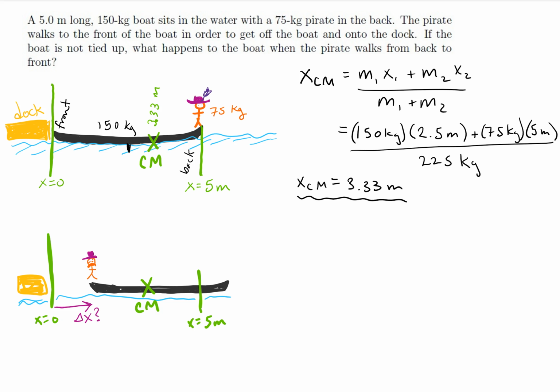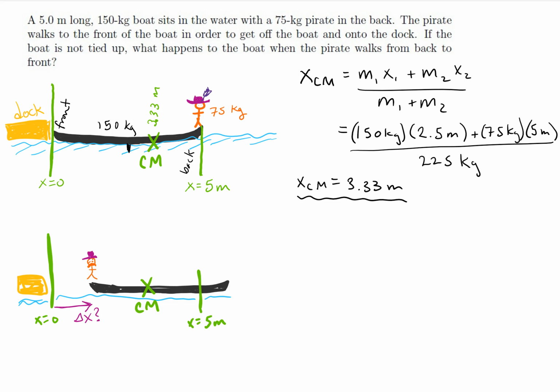I guess there's a couple different ways to approach this. You could write out the expression again for center of mass using this unknown delta x, or you could think about the symmetry of the system and say, well, this situation down here is really similar to the situation above. It's just flipped. Now the pirate is at the front rather than the back of the boat.